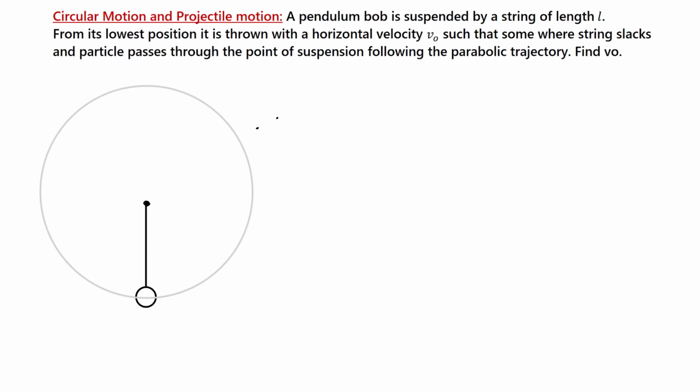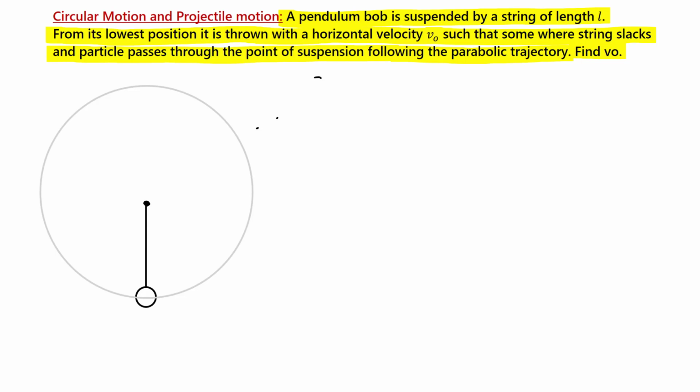Hello friends. This is a beautiful problem that considers the concept of circular motion and projectile motion in the same problem. It says a pendulum bob is suspended by a string of length L. From its lowest position it is thrown with a horizontal velocity v0 such that somewhere the string slacks and the particle passes through the point of suspension following a parabolic trajectory. Then we have to find the velocity v0.